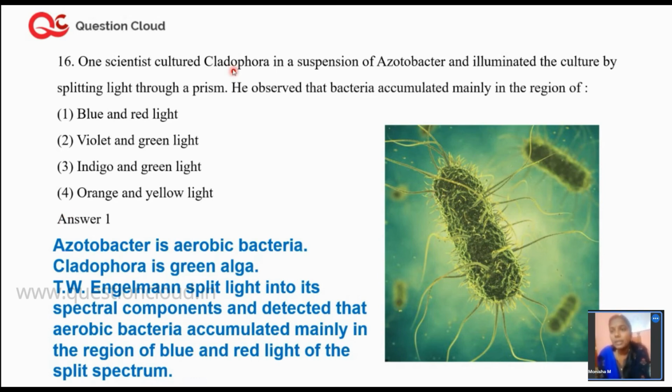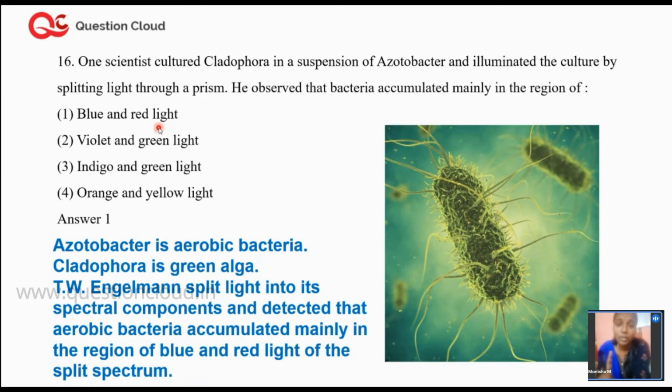And Cladophora. Mostly when you see the word flora, it is an algae. So he has grown bacteria and algae together in suspension. The bacteria is Acetobacter and the algae is Cladophora. So when he passed the light, he found that he could see more of blue and red light. So the option is blue and red light.